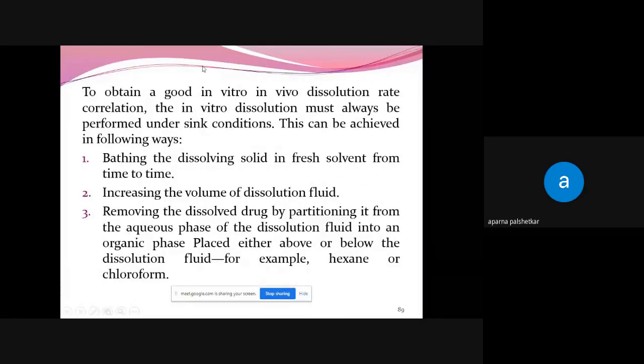So to have a better understanding, a good in vitro and in vivo dissolution rate correlation, we have to approach the sink condition. We have to follow the sink condition, which we can do by reconstituting the fresh solvent. When you take an aliquot, which is a solid-rich aliquot, it should be replaced with fresh media of the same volume back at the specified time.